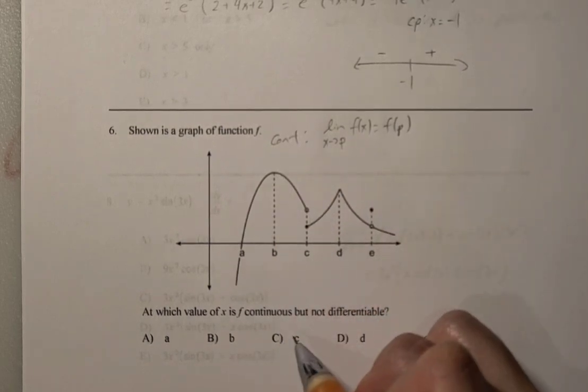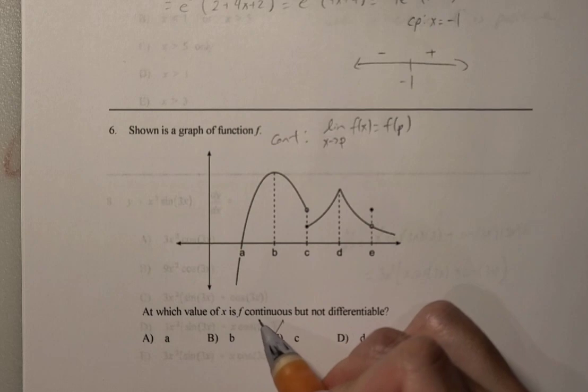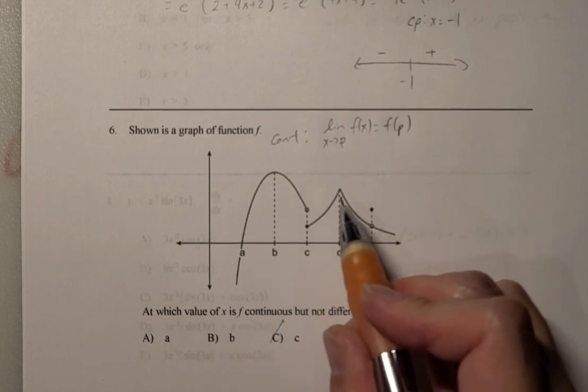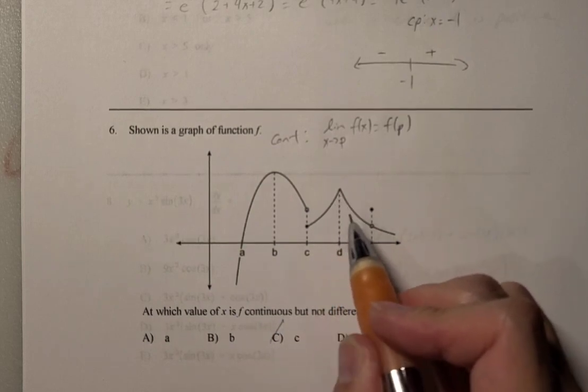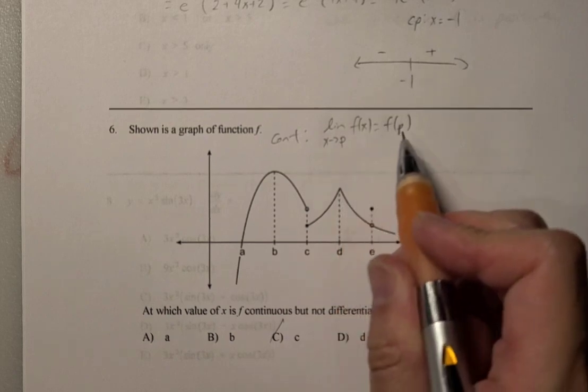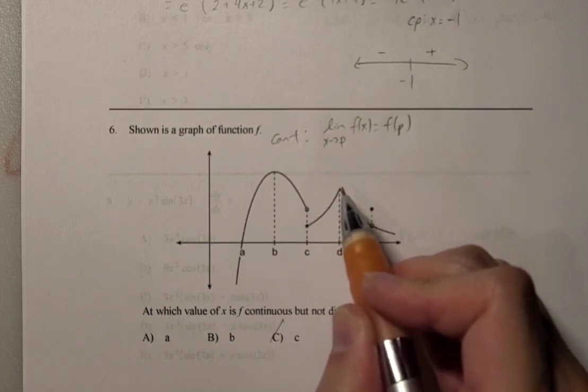Okay, so we can eliminate C because it needs to be continuous. D is continuous because the limit from the left equals the limit from the right, and the value is the limit, so it's continuous there.